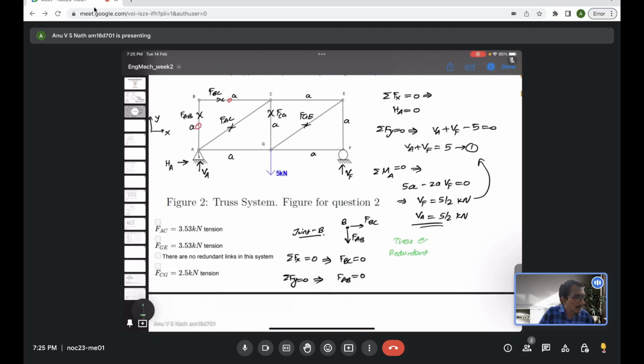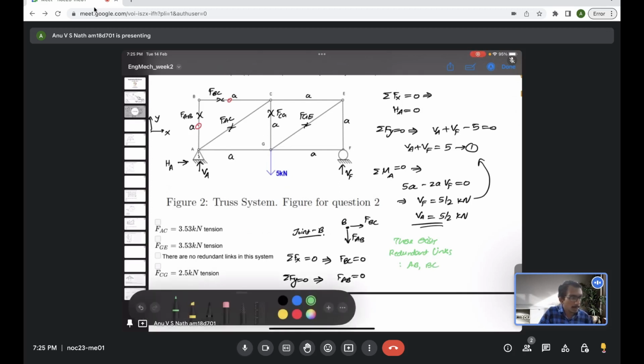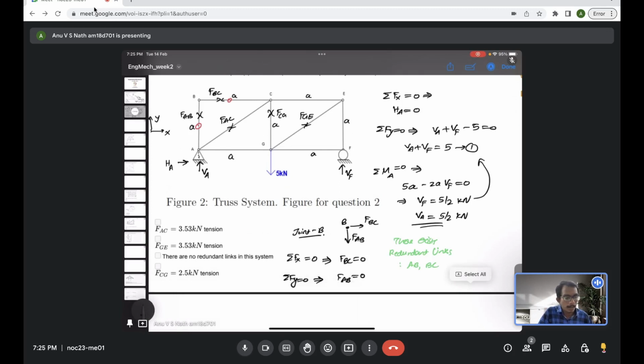There exist redundant links AB, BC. Now we will see whether any other redundant link exists or not. But already two redundant links are there. They are AB and BC, because there is no internal force on those members. Redundant links are like, whether the link is there or not doesn't matter, because they are not participating in the load transmission. Okay.